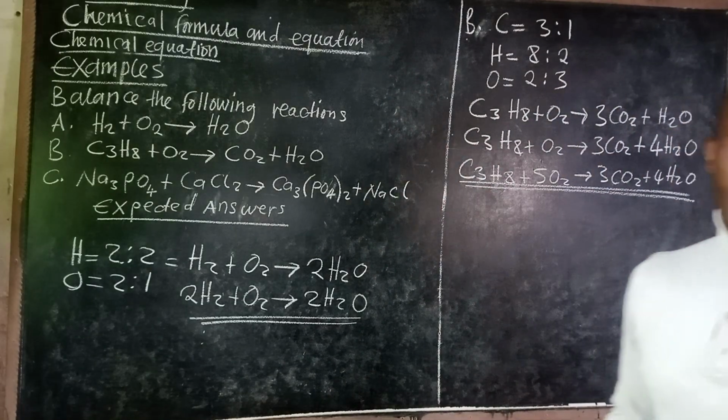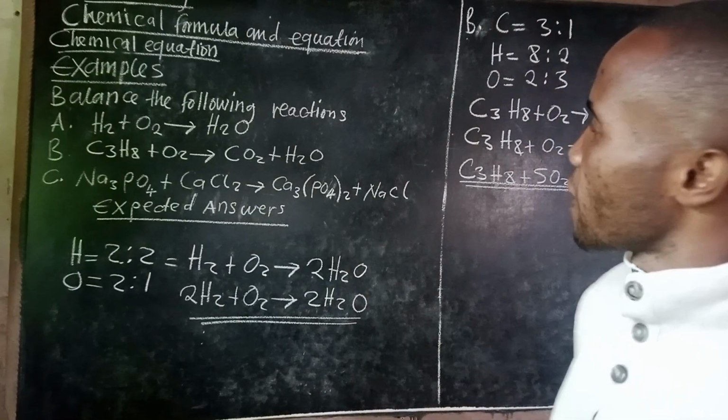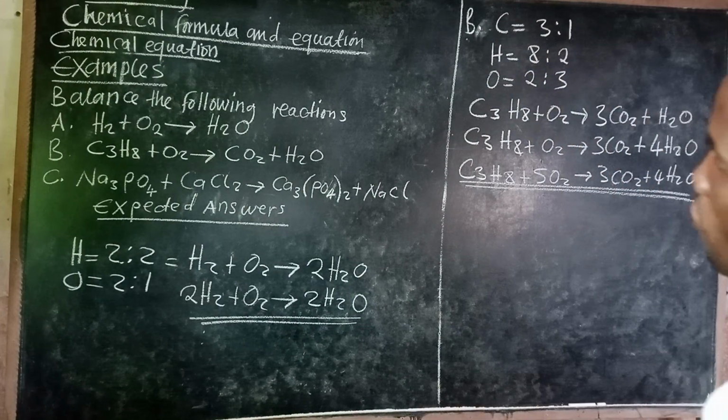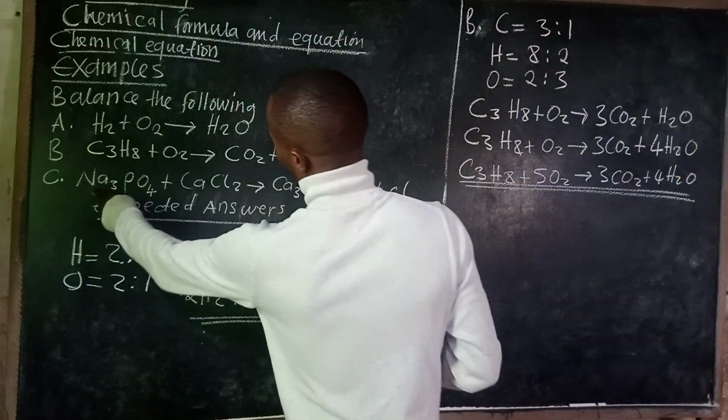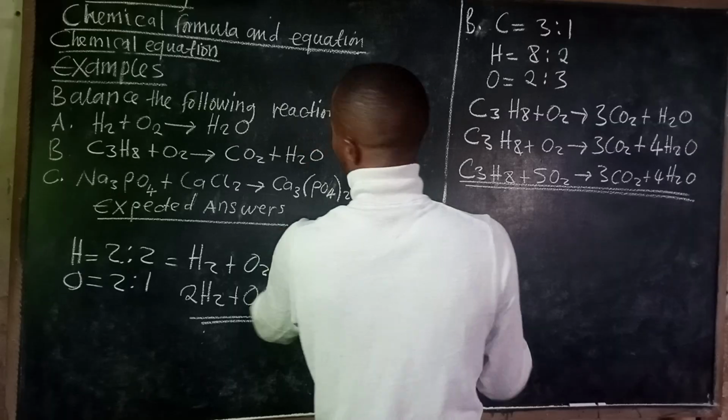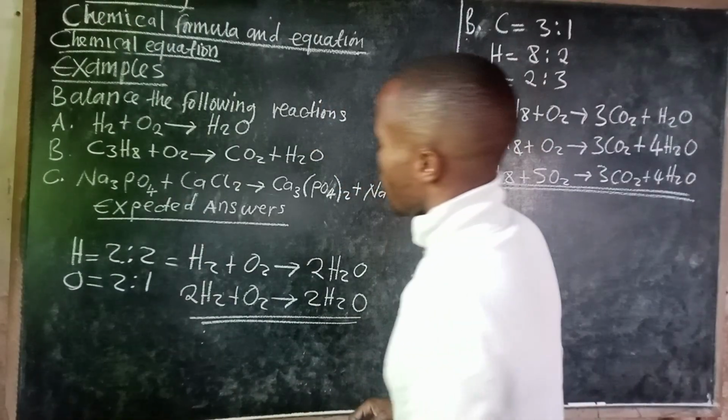So this is how we balance. Simple as that. Those are some of the steps you should follow. Then from there, we come to the last one, which is this. So we can write. In fact, it is already written. So let's just identify the elements that are involved.